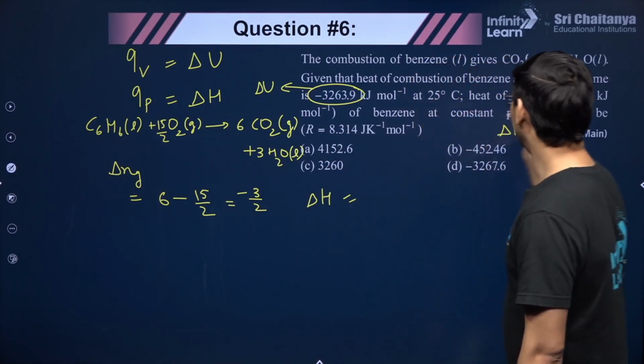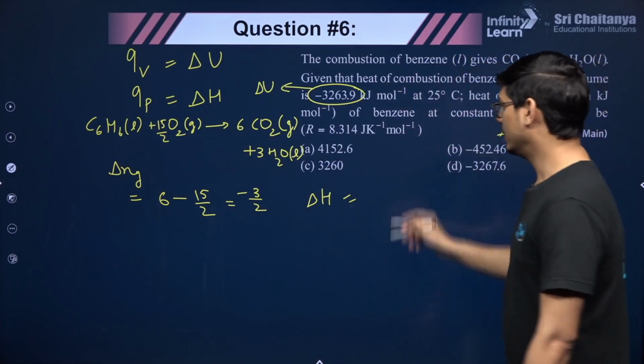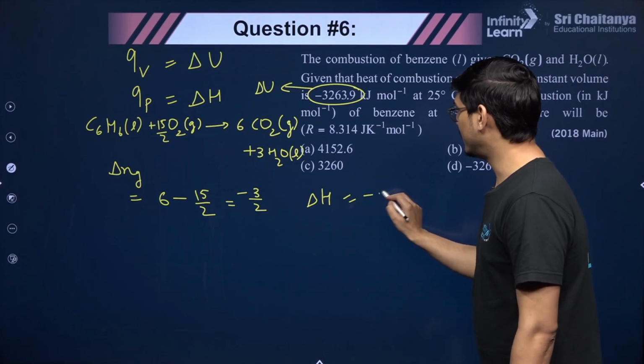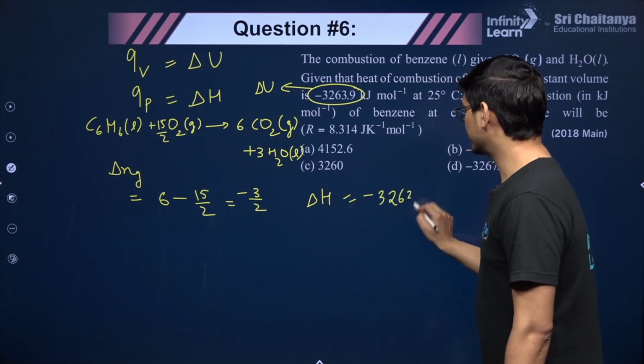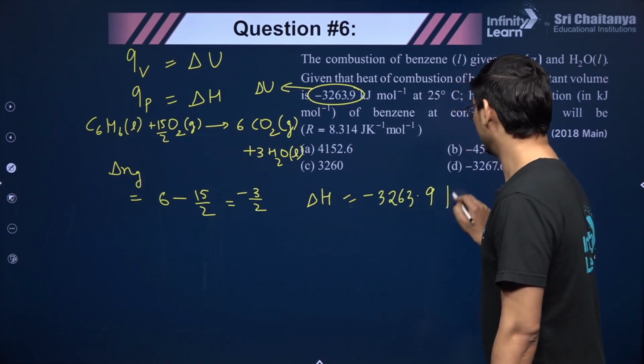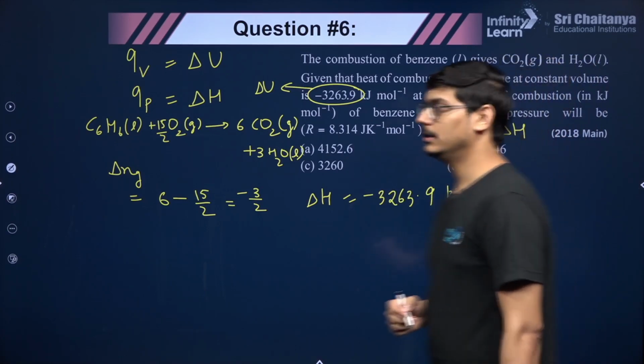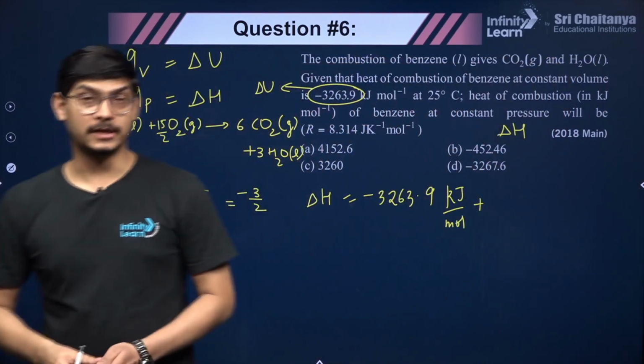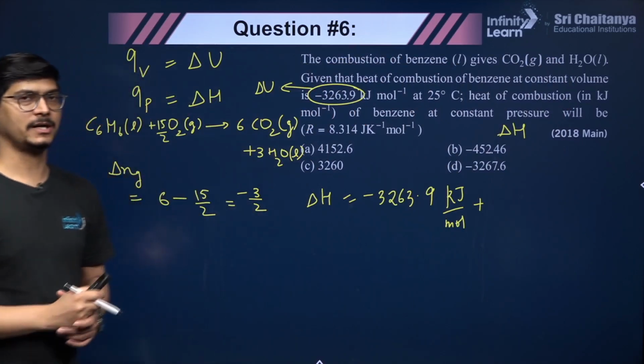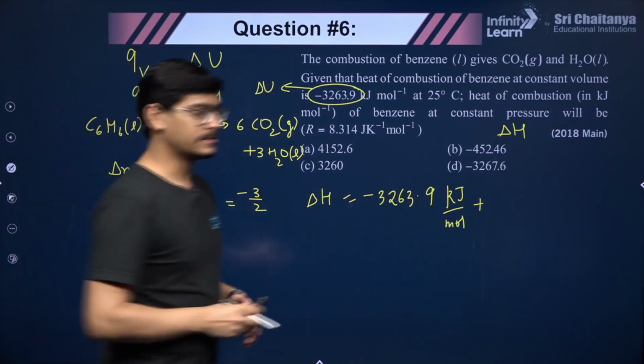Am I correct? Heat of combustion at constant pressure. Delta U is given, which is minus 3263.9 kilojoule per mole, right? Now you have to very carefully substitute the value of delta Ng RT. That is again where some students make mistakes.